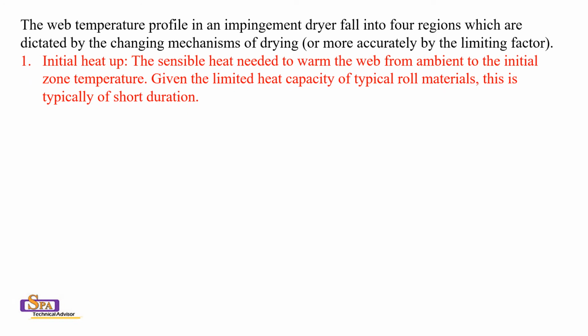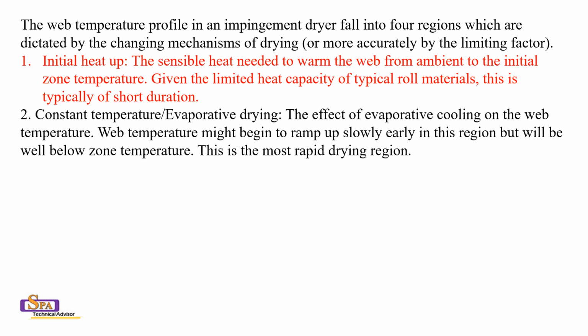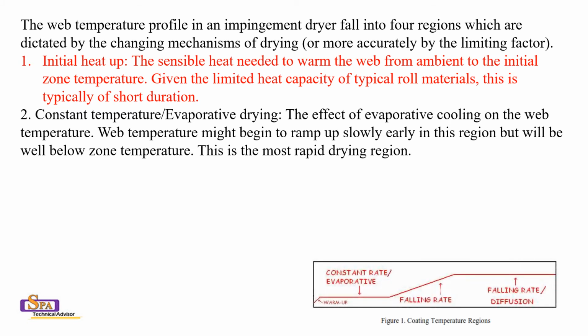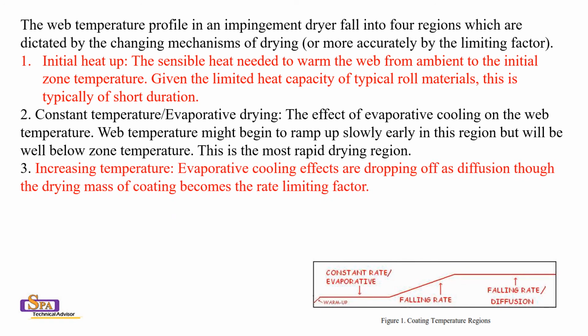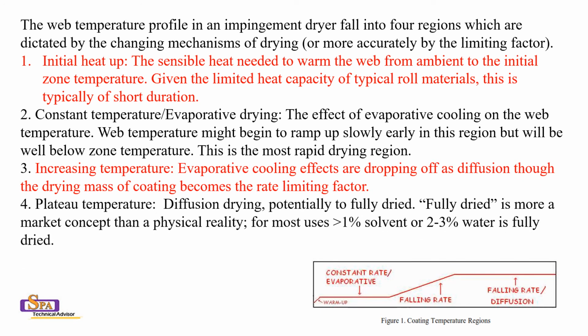The web temperature profile in an impingement dryer falls into four regimes. They are initial heat up, constant temperature or evaporative drying, increasing temperature, and plateau or constant temperature.